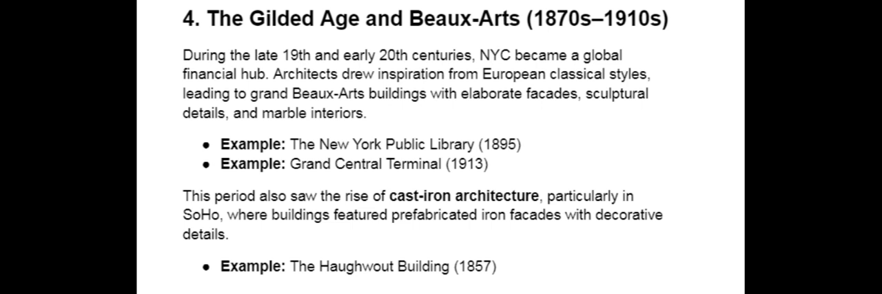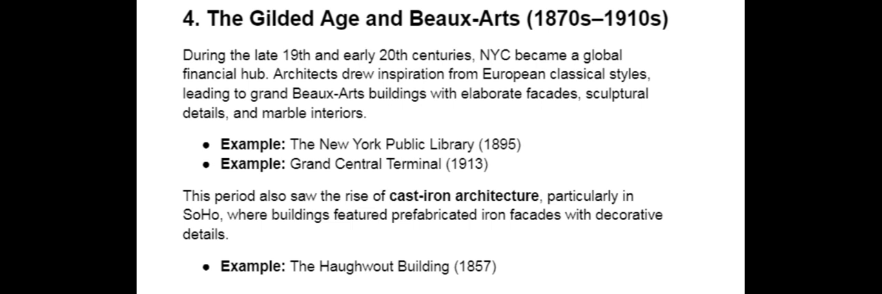4. The Gilded Age and Beaux-Arts, 1870s to 1910s. During the late 19th and early 20th centuries, NYC became a global financial hub. Architects drew inspiration from European classical styles, leading to grand Beaux-Arts buildings with elaborate facades, sculptural details, and marble interiors. Example: the New York Public Library, 1895. Example: Grand Central Terminal, 1913.